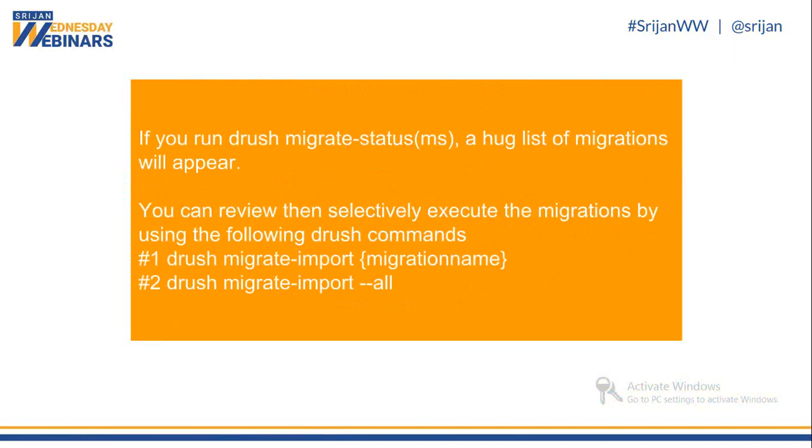Next, you can use your drush commands. This migrate status command will give you a huge list of migrations. For example, if you have any migrations in progress, it will give you an entire status of your migration, what's going to happen and what has been done, which entities get migrated and how many are left.